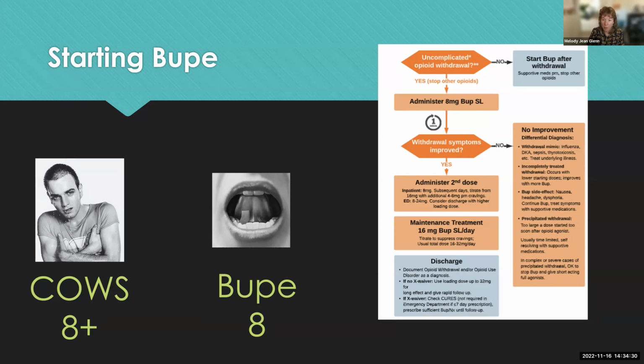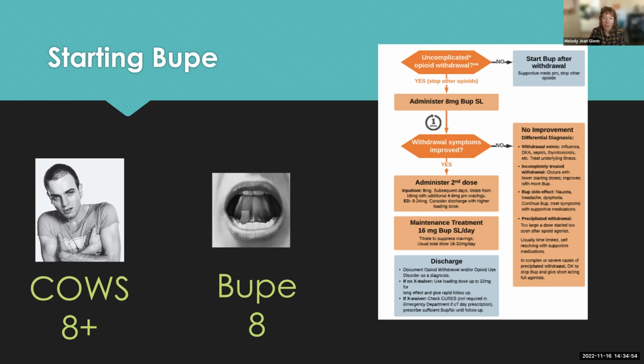If you just give someone 8 milligrams in the ED and they look better, so you think you don't need to give them any more, a few hours later, once they get home, they're going to be withdrawing again. So the idea about giving a higher dose is that it will last them longer. So I've started giving more. I used to just stick at 16 milligrams a day in the ED, but now I usually give 24 milligrams a day, and some people even go up to 32.